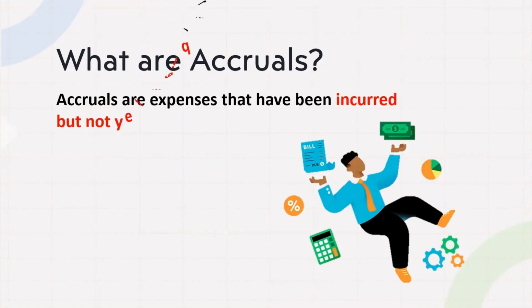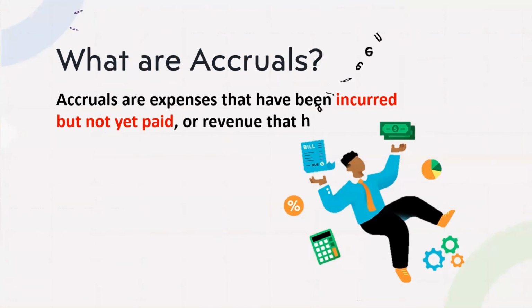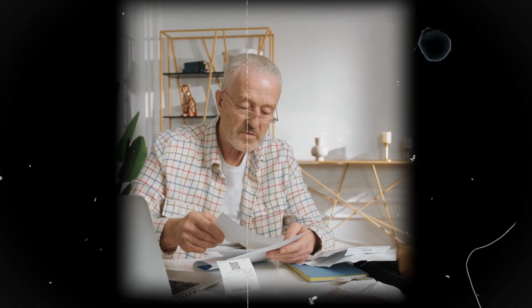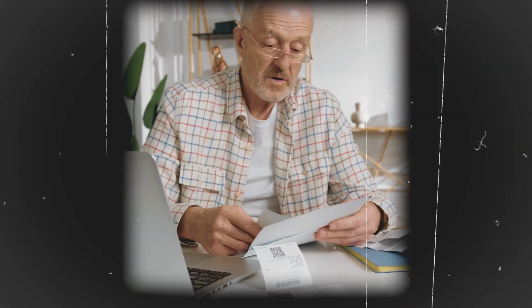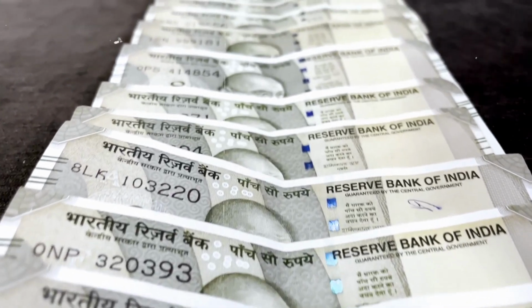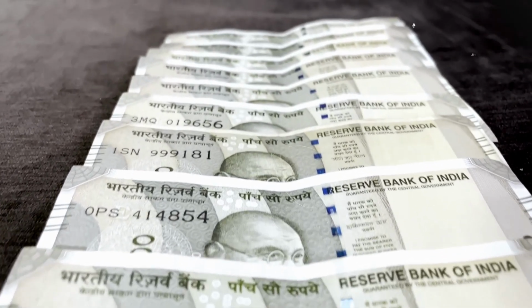So first things first, let's talk about what are accruals. Accruals are expenses that have been incurred but not yet paid, or revenue that has been earned but not yet collected. So what is the meaning of accrual? The expense which you have incurred but you have not paid for yet, or the revenue which you have earned but against that revenue you have not received the cash yet. So this is your accrual.